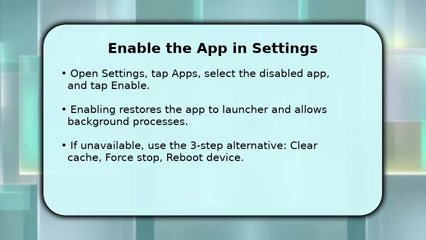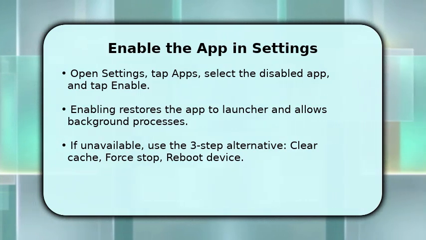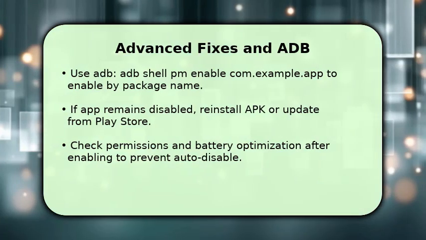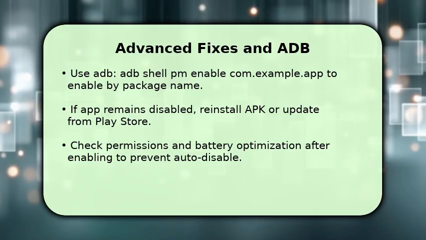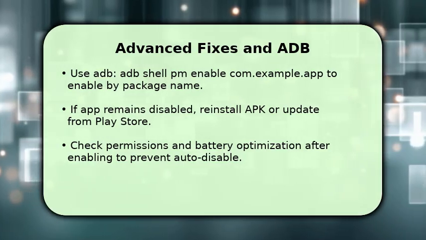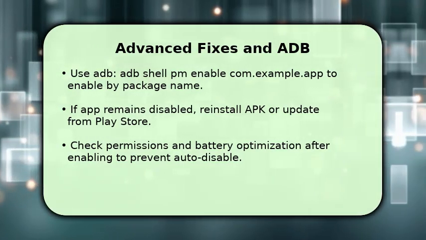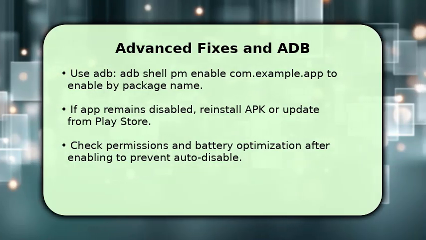If settings cannot enable the app, use advanced tools like ADB for precise control. Connect your device via USB and enable developer options and USB debugging. Run adb shell pm enable com.example.app, replacing com.example.app with the package name.